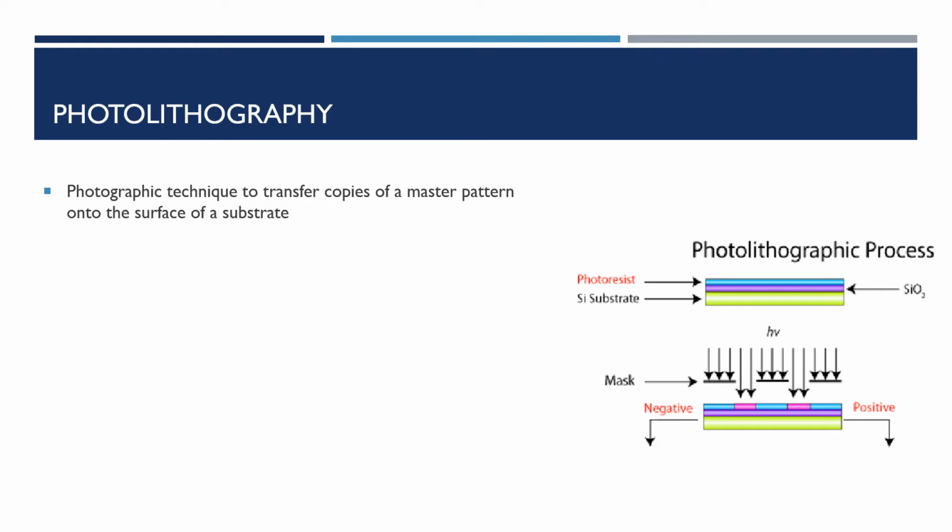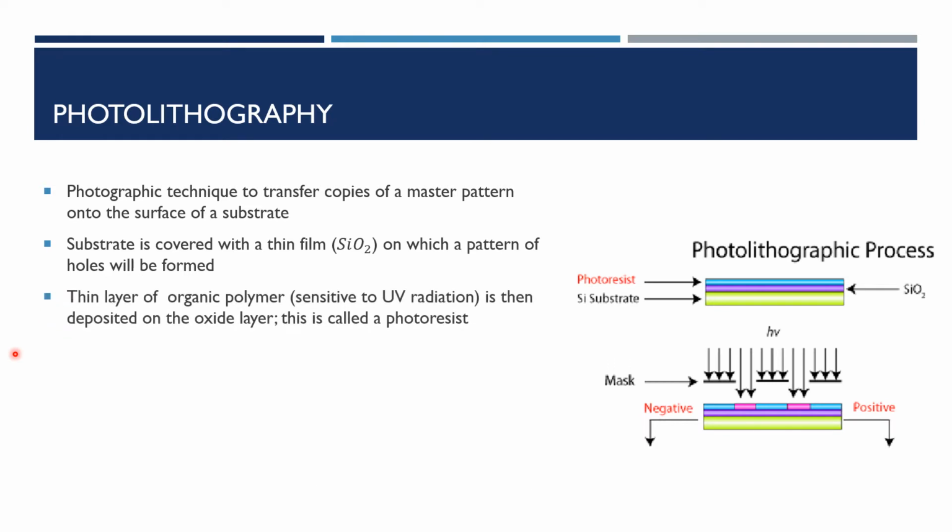This is very much similar to the method we use to develop photographs from films, and here the master pattern refers to the circuit design on the IC, and the substrate which is mostly used is the silicon wafer. The substrate will be covered with a thin film which is usually SiO2, on which the pattern of holes will be printed.